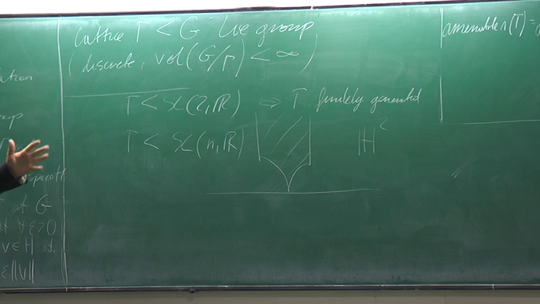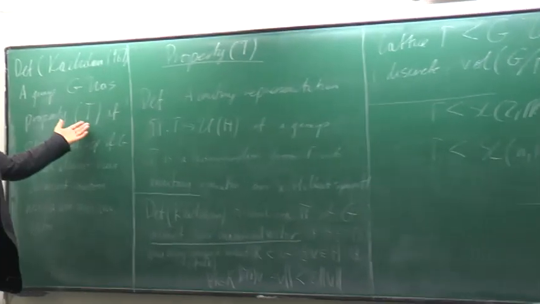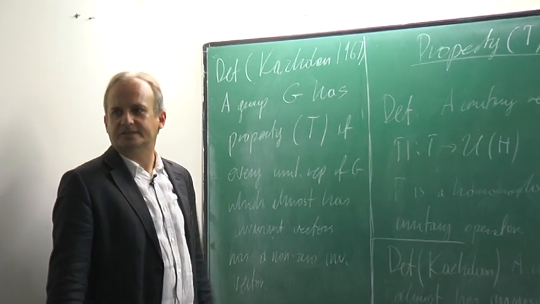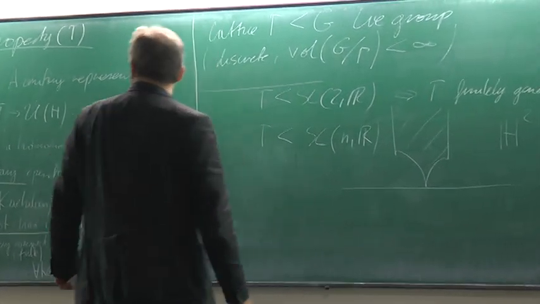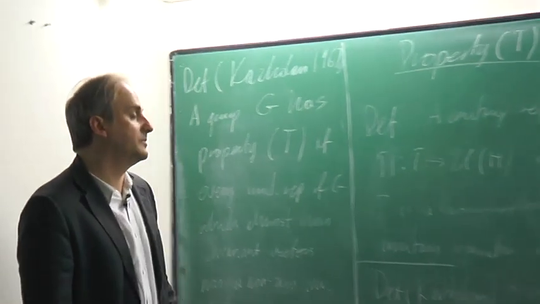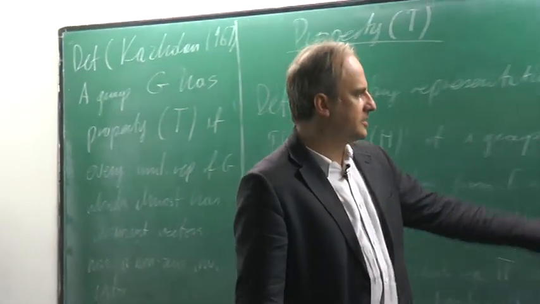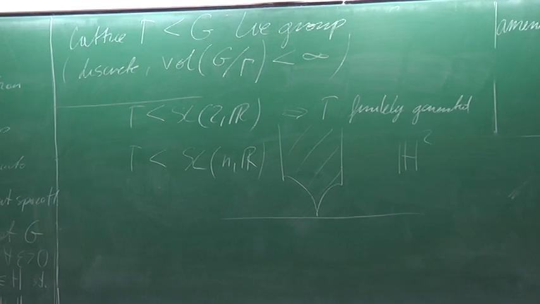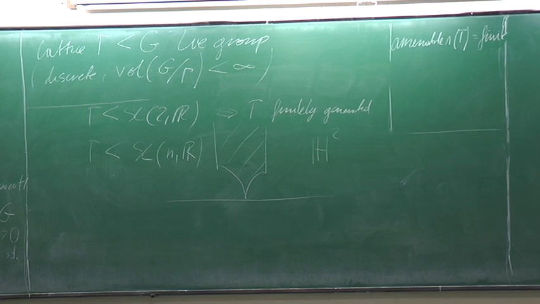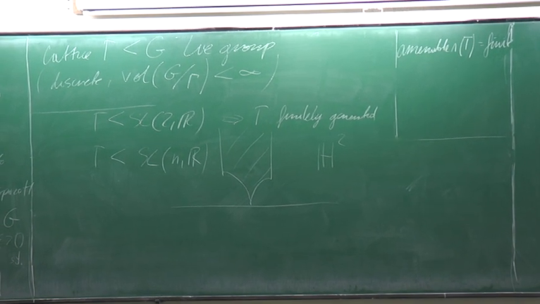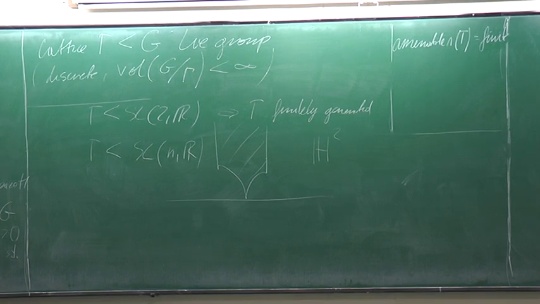So it seems to be a problem of geometric nature, and that is what makes it so interesting, that it was solved using a property of unitary representations of the group. So we will see that the solution to this problem is by showing that such groups have property T. So let me explain this amazing proof. Are there any questions?